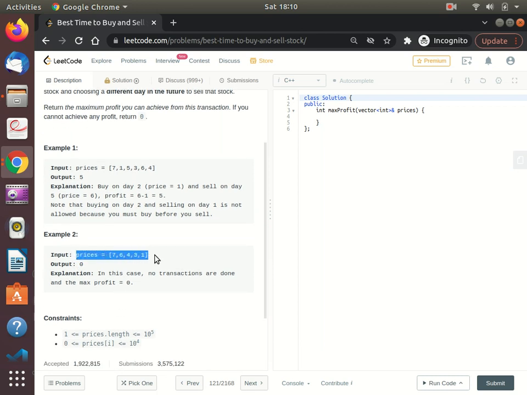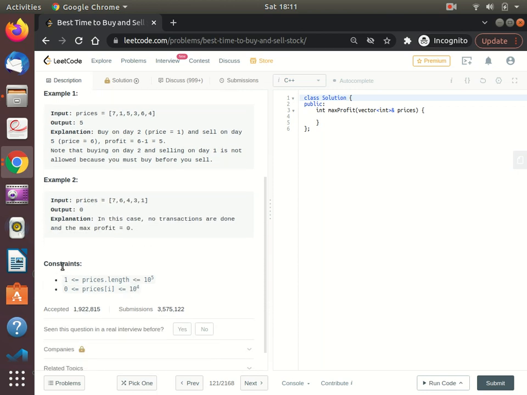Again, we are given another array: 7, 6, 4, 3 and 1. In this case, if we buy the stock on any day, we cannot sell it at a higher price as the array is a decreasing array. So no transaction can be done and the maximum profit is 0.